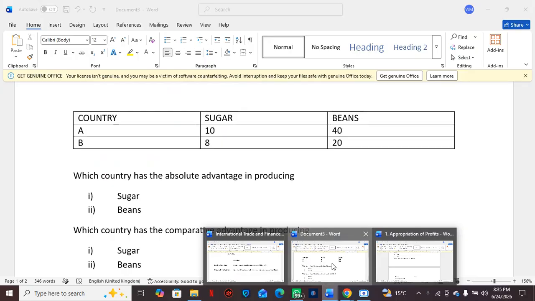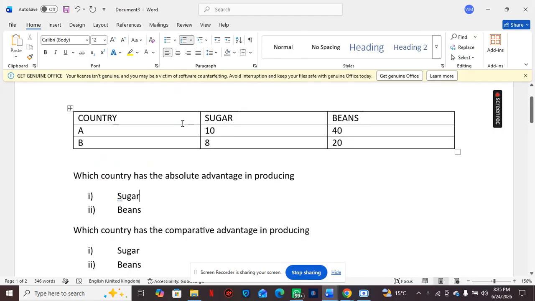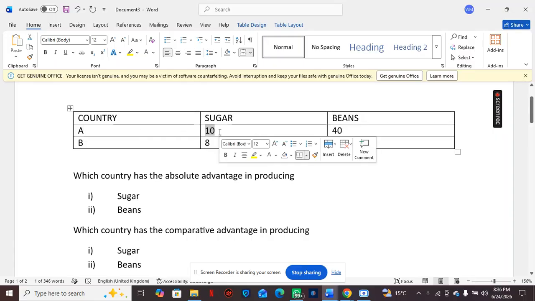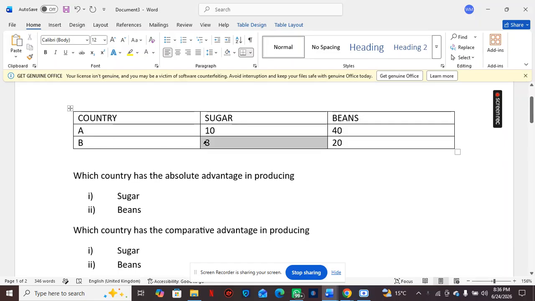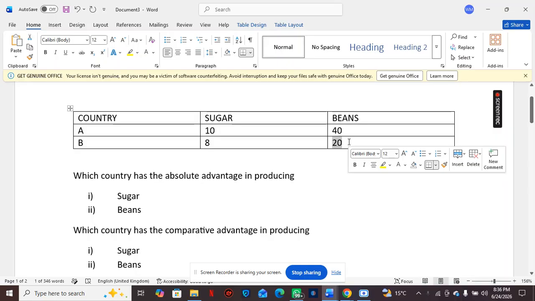All right, so we're looking at an example here, right? We've got two countries, country A and country B. Both of them are producing sugar and beans. Country A can make 10 million units of sugar and 40 million units of beans. Country B can produce 8 million units of sugar and 20 million units of beans.